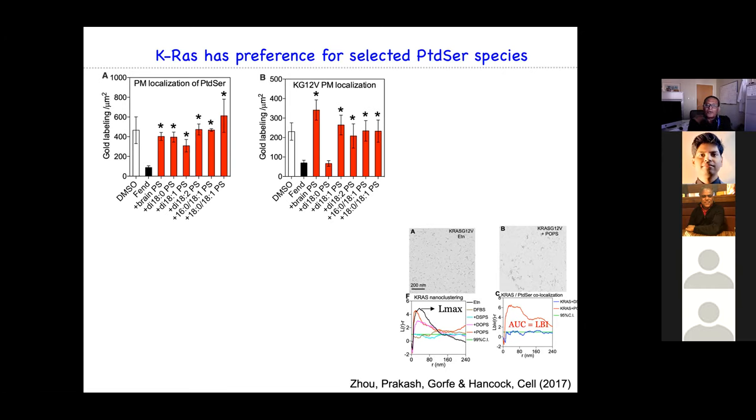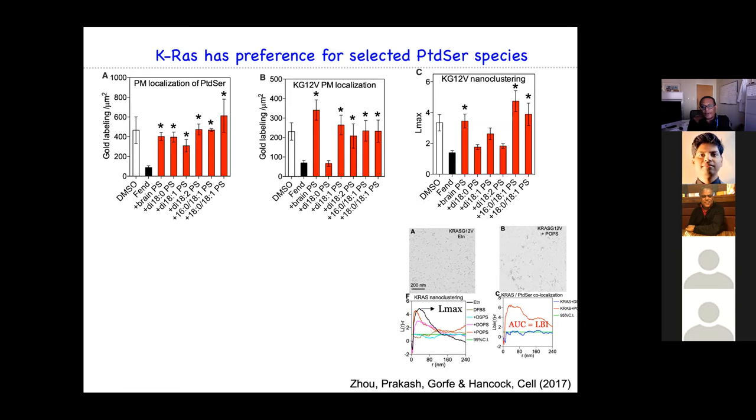Then they looked at G12V KRAS localization on the PM. Again, this is the DMSO control, and upon depletion of PS, that's the black. When they add back these various PS lipids, the membrane binding of G12V KRAS is restored. When PS is depleted, KRAS is dislodged from the membrane because it requires PS for tight binding to the membrane. But not every PS species restores the PM localization of G12V KRAS. The fully saturated PS, for example, would not.